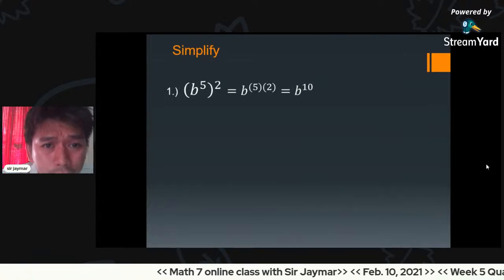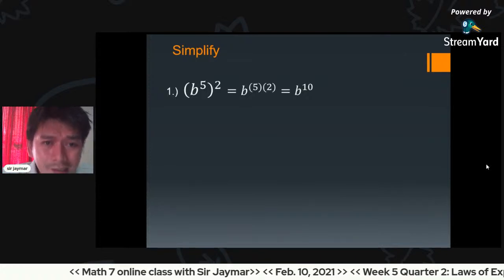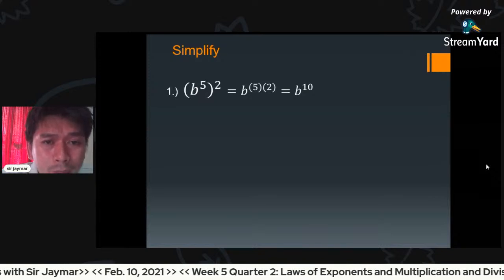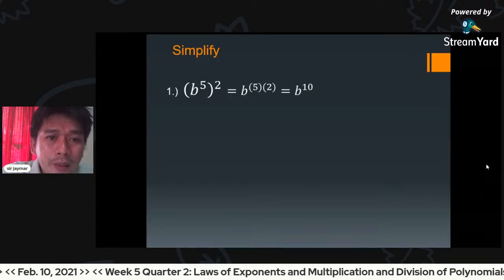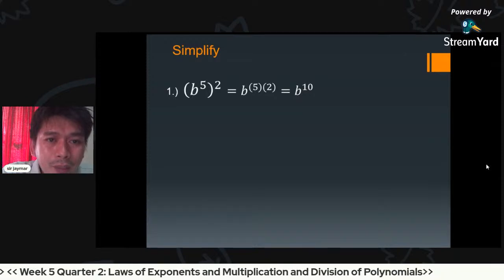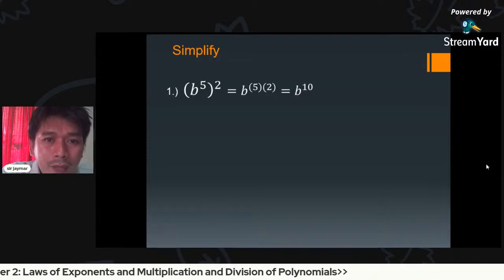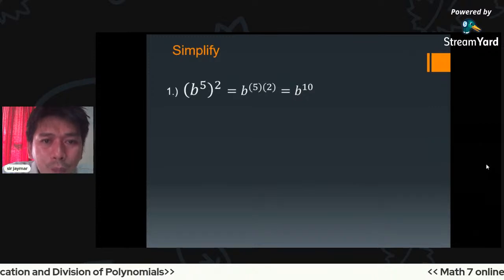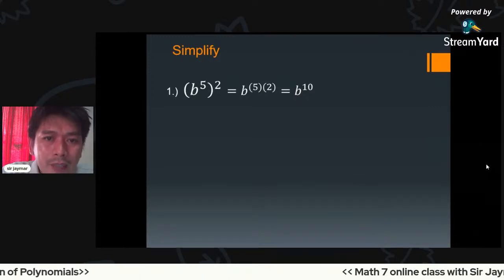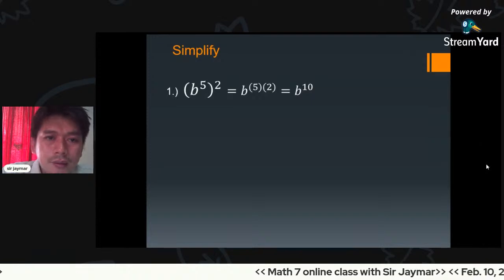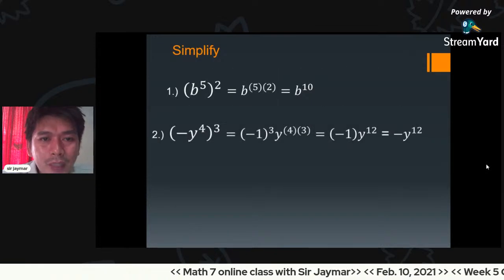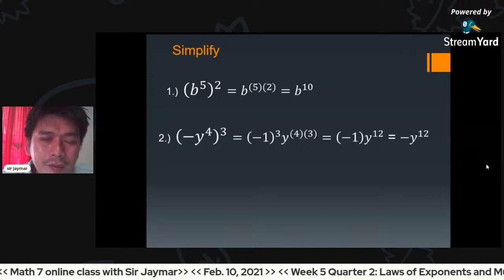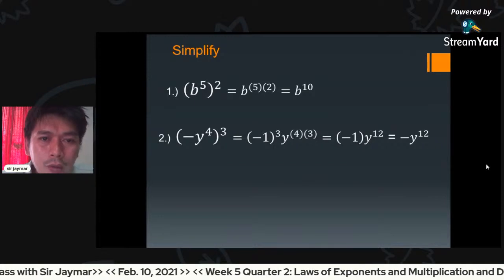So b raised to 5, raised again to 2, then it will become b. The exponent will be 5 multiplied by the outside exponent, so 5 times 2. It will become 10. So b raised to 10. So the exponent on the inside is multiplied by the exponent on the outside. This is the power rule.